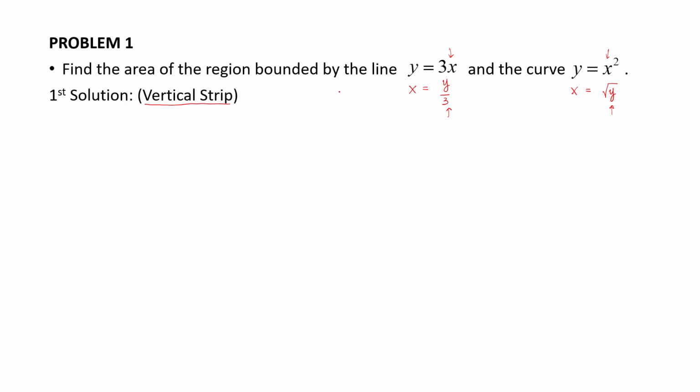So again, let's try to solve this problem using the vertical strip first. Find the area of the region bounded by the line y equals 3x and the curve y equals x squared. So we have a line here, and then this curve here, y equals x squared, is a parabola. At first glance, you should already know that it's a parabola. Why is it a parabola? Because one is linear, the other one is squared, second degree. That's the fastest way to determine whether it's a parabola or not.